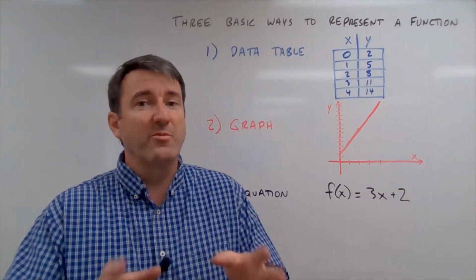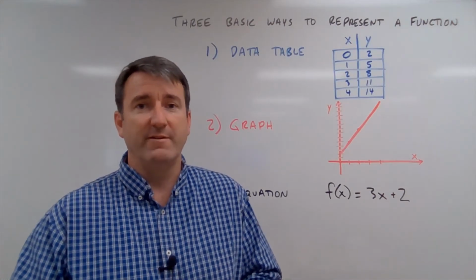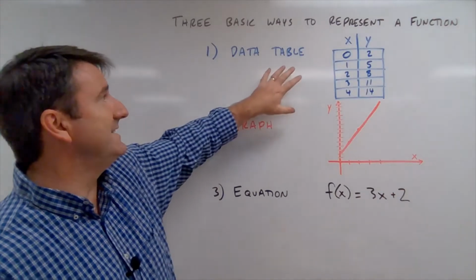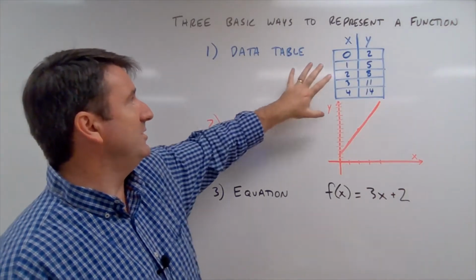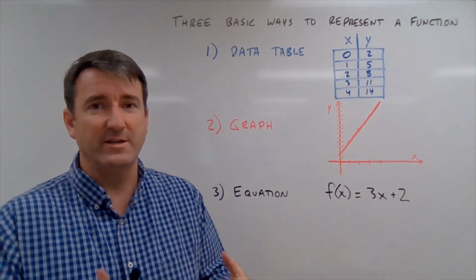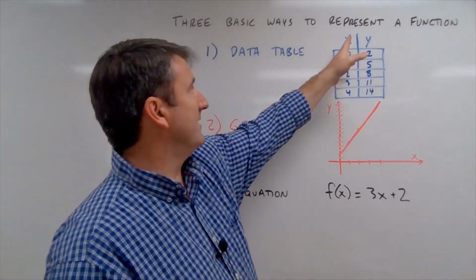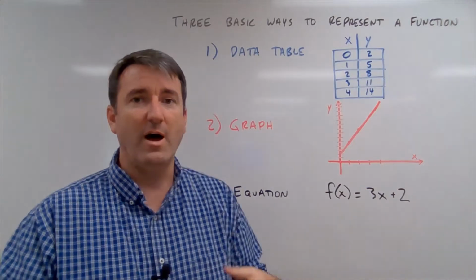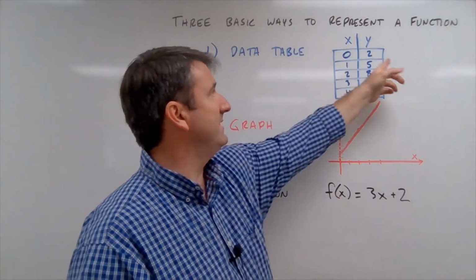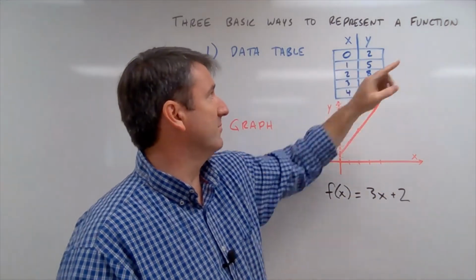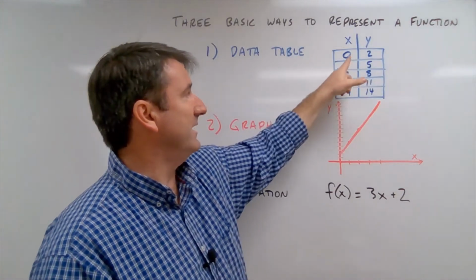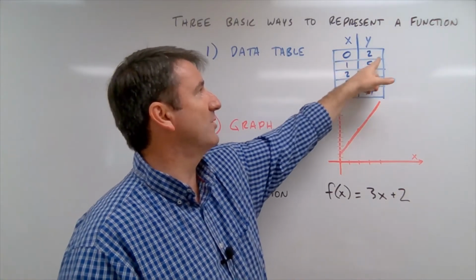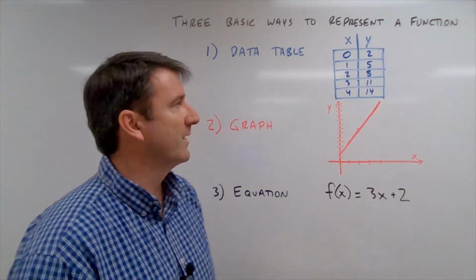We're going to talk about 3 basic ways to represent a function. The first is a data table. And usually when we represent a function on a data table, we have the independent variable on the left and the dependent variable on the right, so that when you read this table from left to right, you have the input and then its corresponding output.